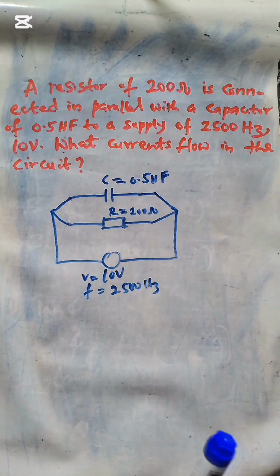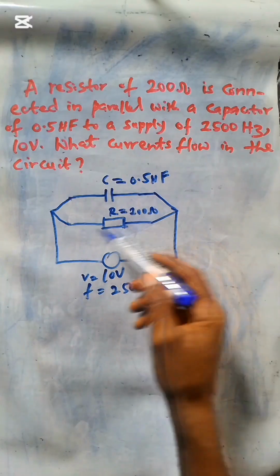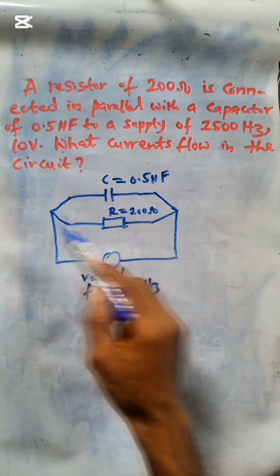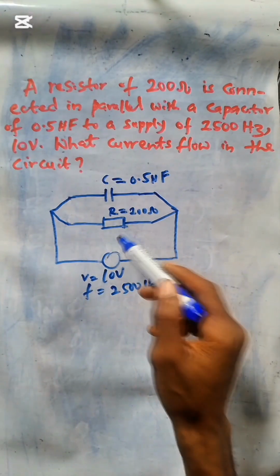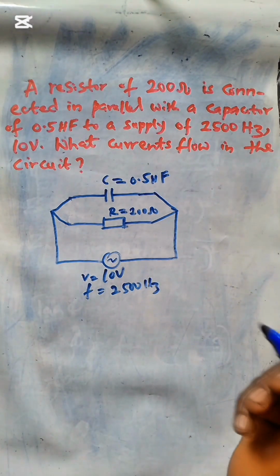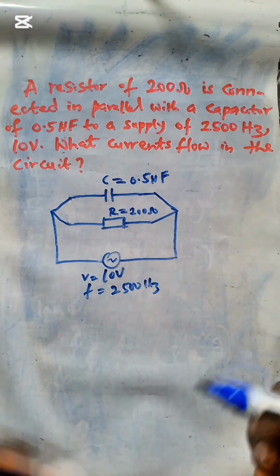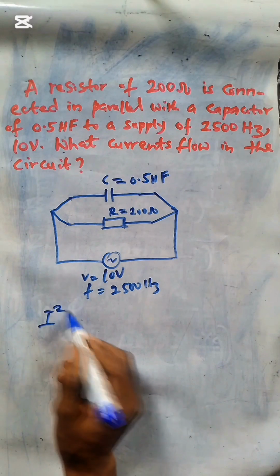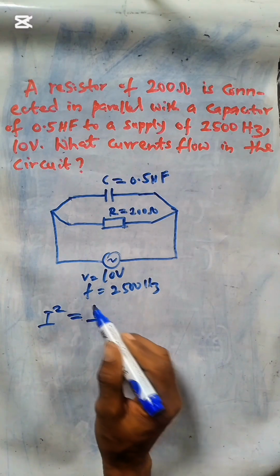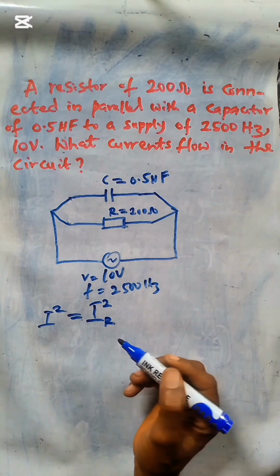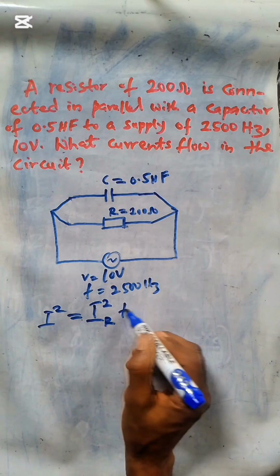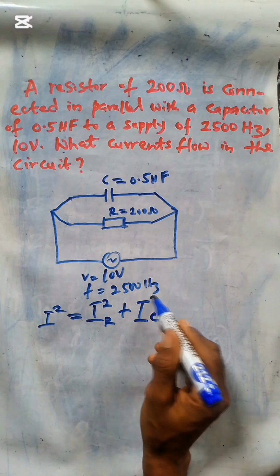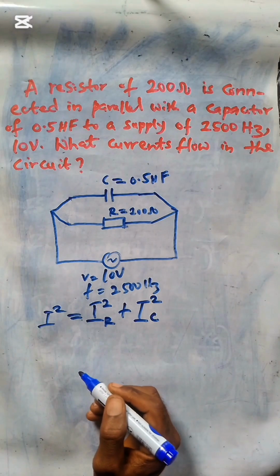Now, because the circuit is connected in parallel, we have different currents. The current that will flow through the capacitor will be different from the current that will flow through the resistor. Take note of that. But there's a relationship that says the square of the current in the circuit will be the square of the current through the resistor plus the square of the current through the capacitor.